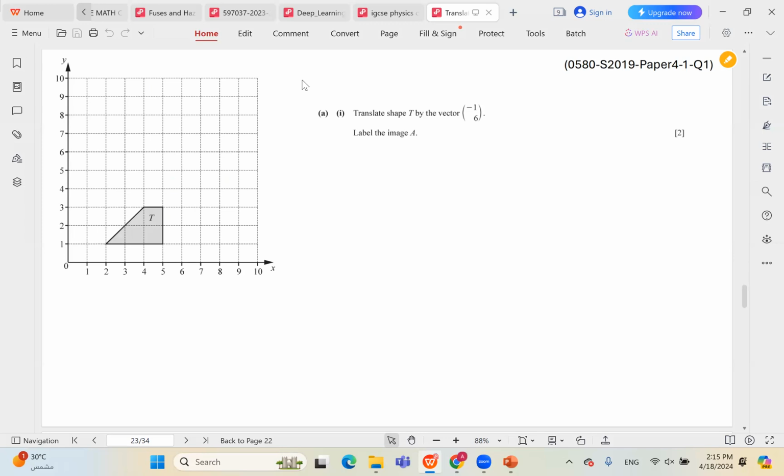We're back to graphing. So we have a trapezium here again, A, B, C, and D. We write the points down. So A, B, C, and D like this. For A, we have 2, 1. For B, we have 5, 1. For C, we have 5, 3. And for D, we have 4, 3. We're going to add the translation vector here, which is -1, 6.